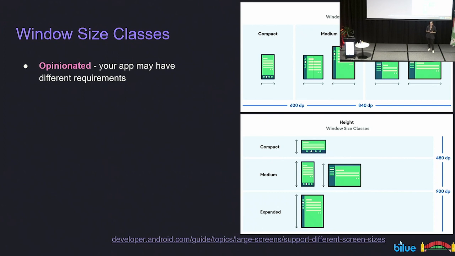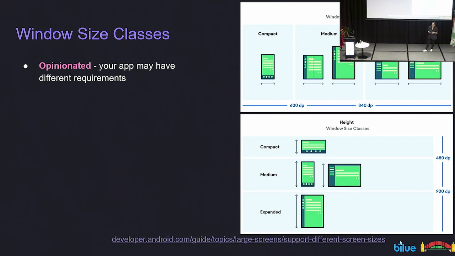So these are very opinionated from Google. They're very similar to what you might have used in the past if you were using the view-based system, where you might have different layouts in different folders, 600 dp, 720 dp for different layouts. You might have had this in the past. And they sort of follow the same sort of style idea. They've created a compact, medium, and expanded version, both in width and height.